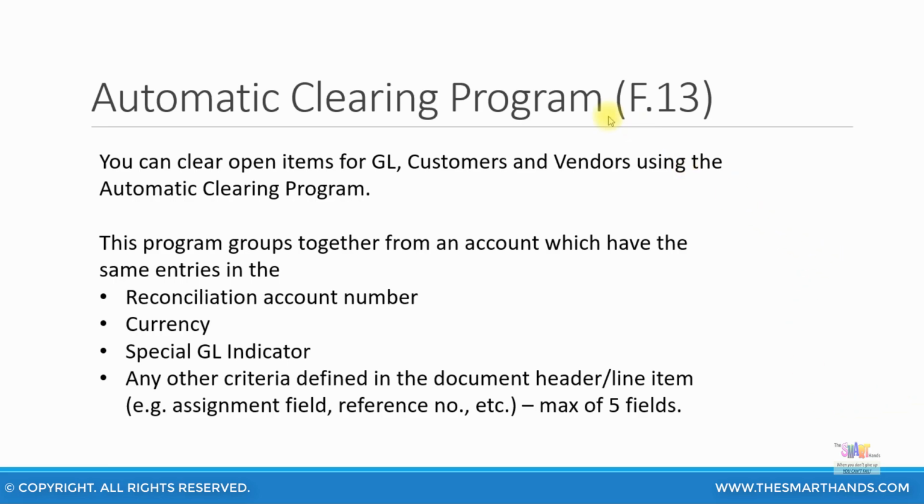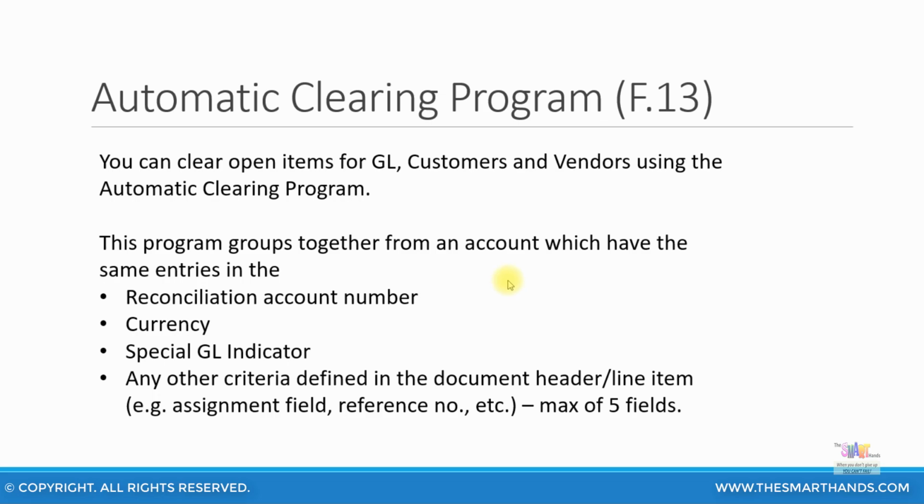The system allows you to do this by using an automatic clearing program. You can use the short transaction code F.13 or the relevant Fiori app as well. In this transaction, you can clear not only vendors, you can also clear customers and GL accounts using this automatic clearing program. And this program groups together some information, such as you can specify what type of criteria you want to clear against.